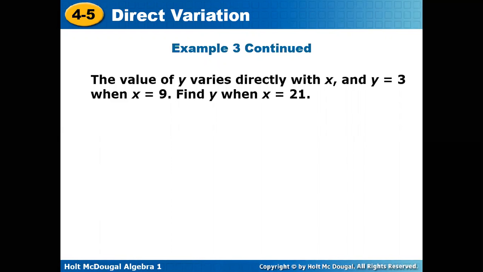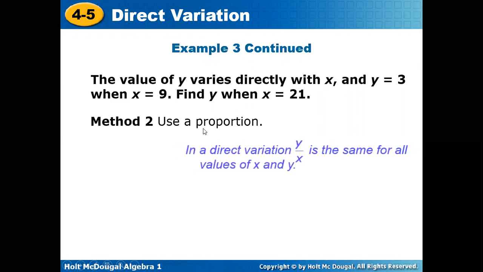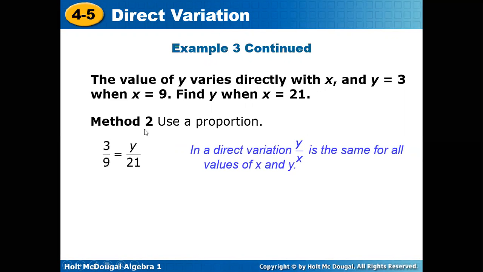Now, the same question, but in the second method. We have in this method a proportion. When you have in the question y varies directly with x, we have a proportion between them. y1, which is 3, over x1, which is 9, is equal to the second y, which is unknown, over the second x, which is 21. And I think this is an easy way for direct variation. So please, you can write this rule if you have direct variation.